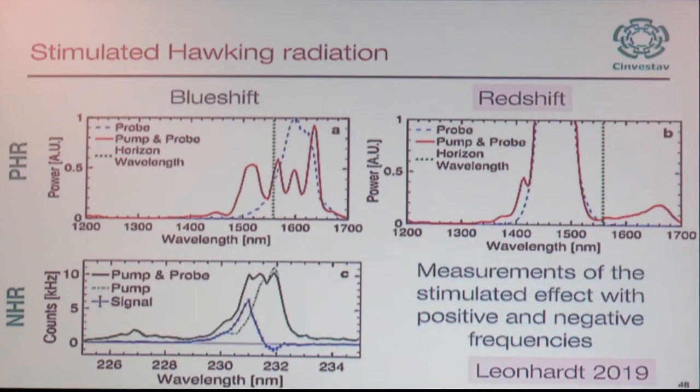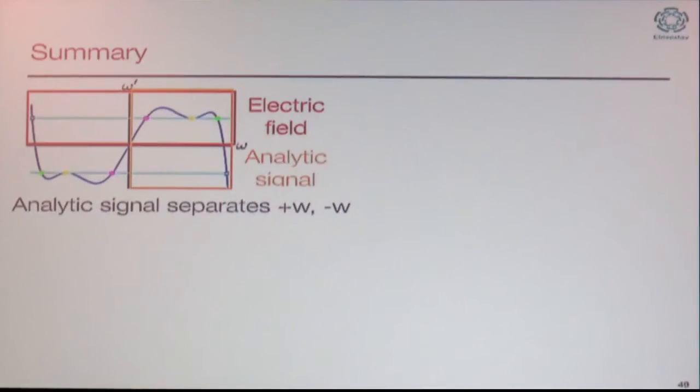This is the experiment just to compare, but the comparison is the same. We have a very good agreement with the experiment. This is the measurement of the negative Hawking radiation and the positive Hawking radiation produced by the white hole and by the black hole.